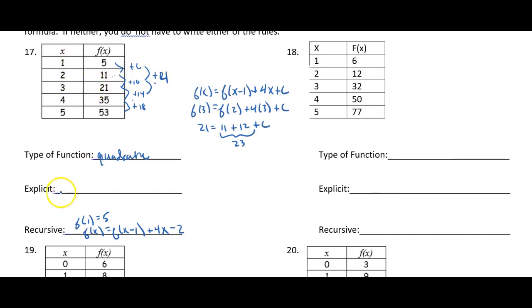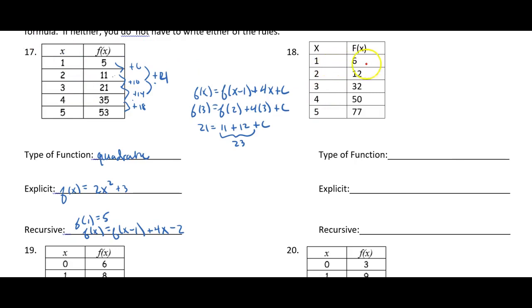Now, to get the explicit rule in this case, you basically have to play with numbers. It ends up being 2x squared plus 3. And it's just, how can I manipulate x to get the output y? Okay, I did count that as bonus.